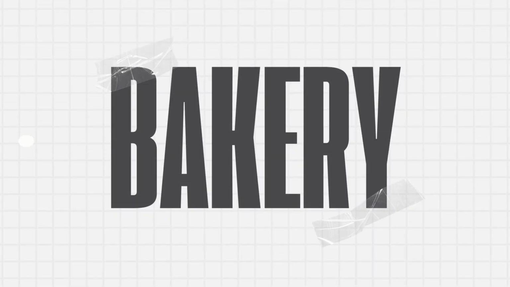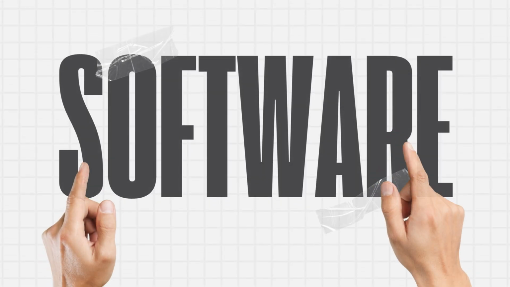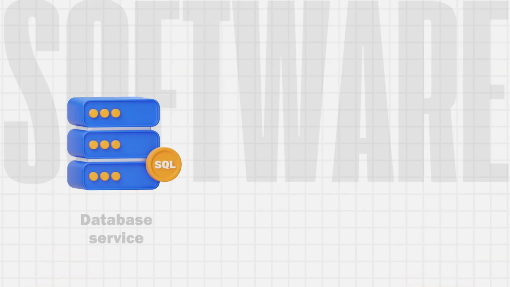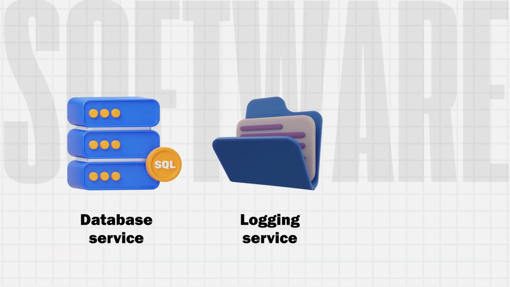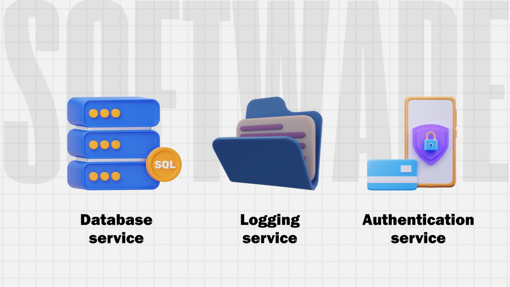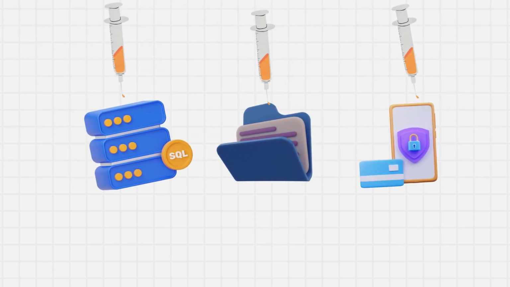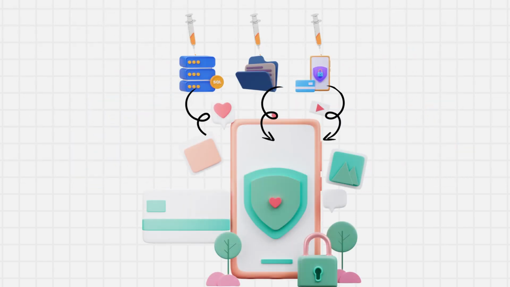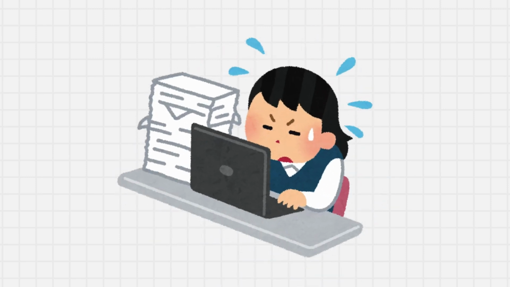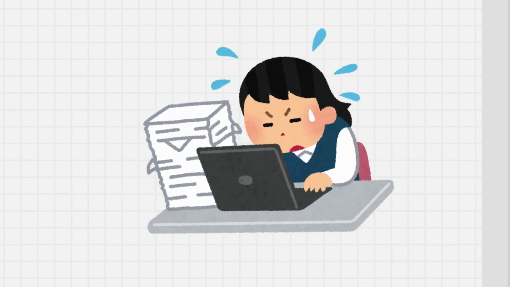Instead of a bakery, imagine a software application with various components like a database service, a logging service, and an authentication service. With dependency injection, these services are provided to the parts of your application that need them without you having to manually create and manage them each time.